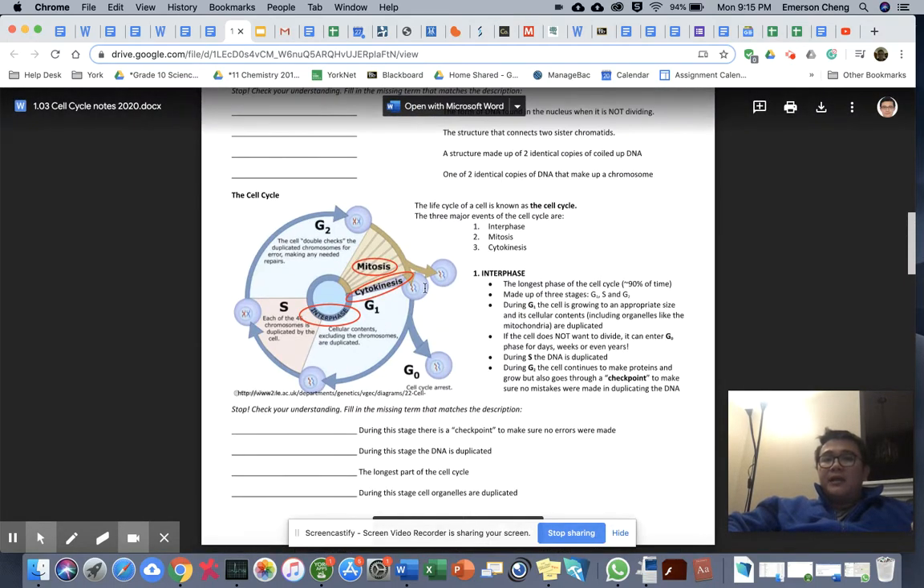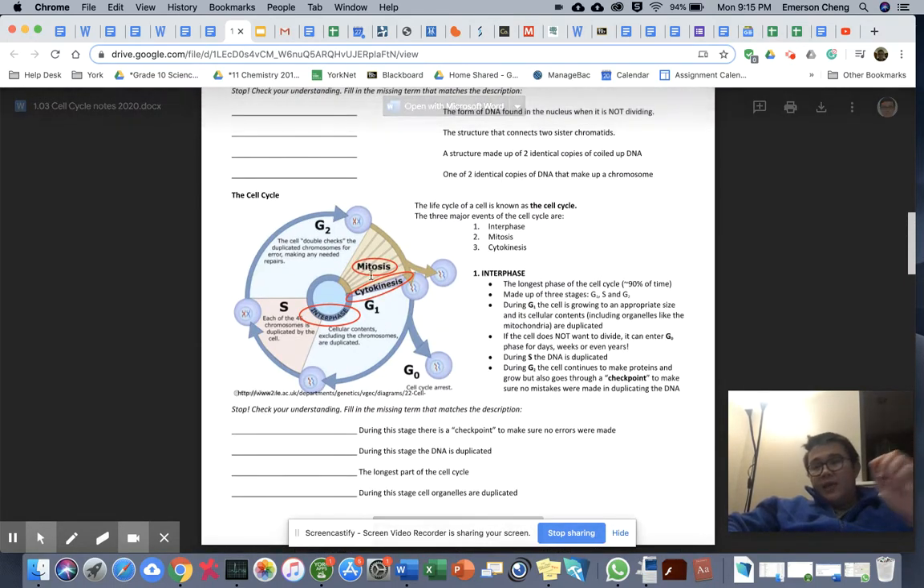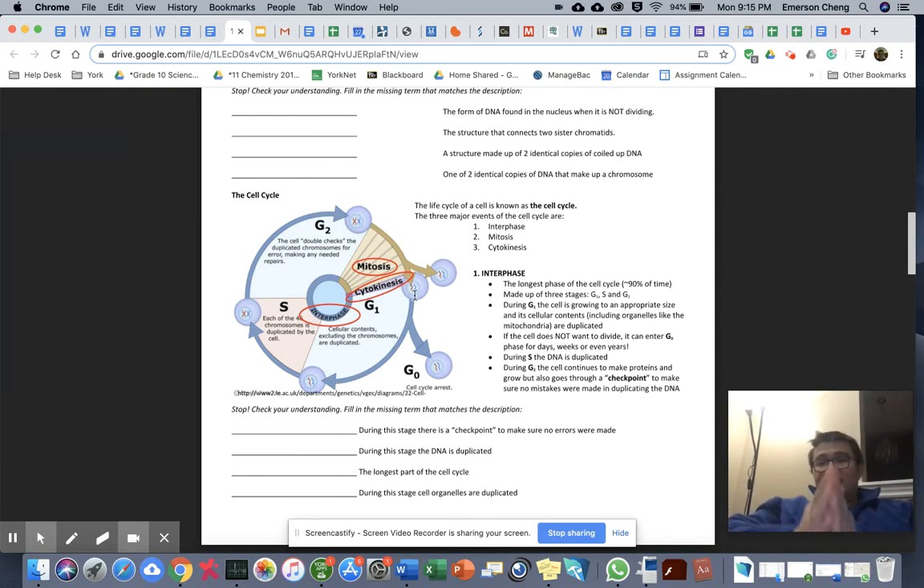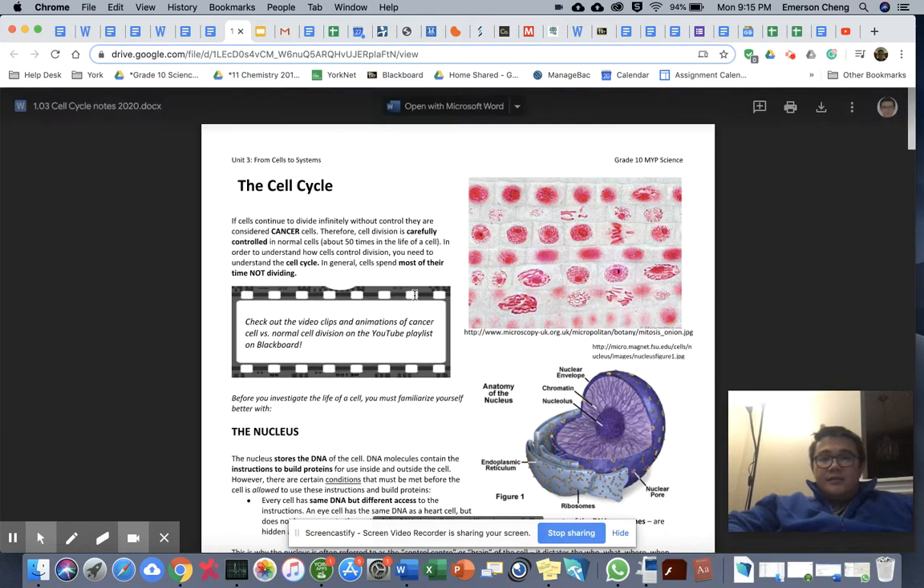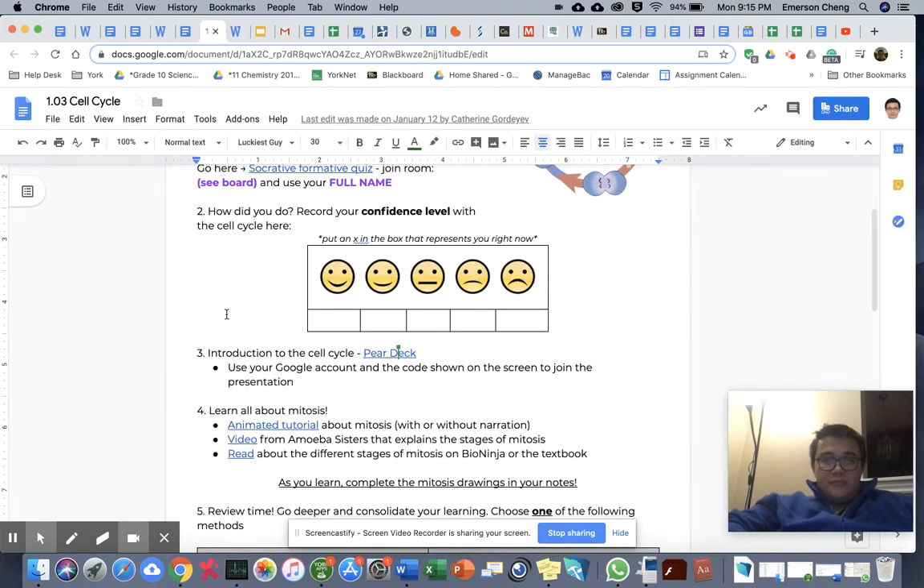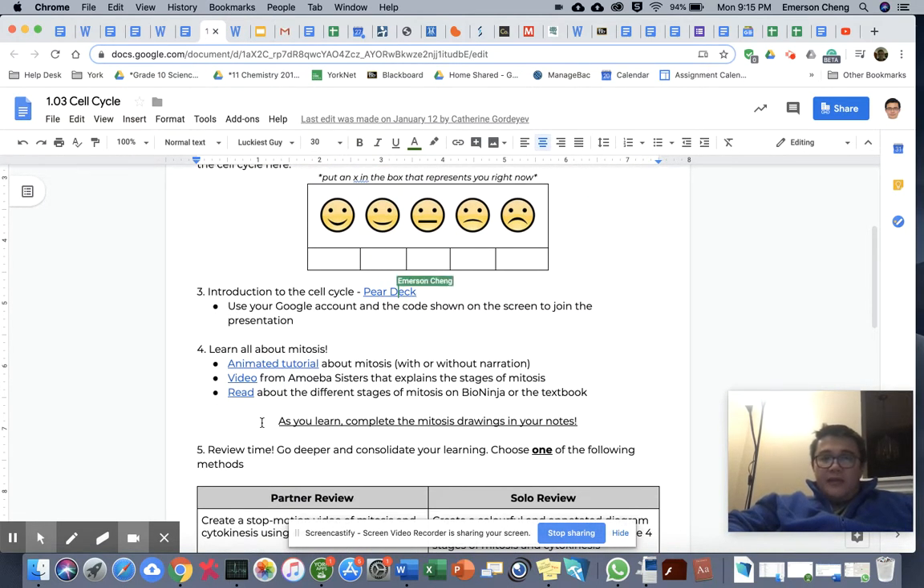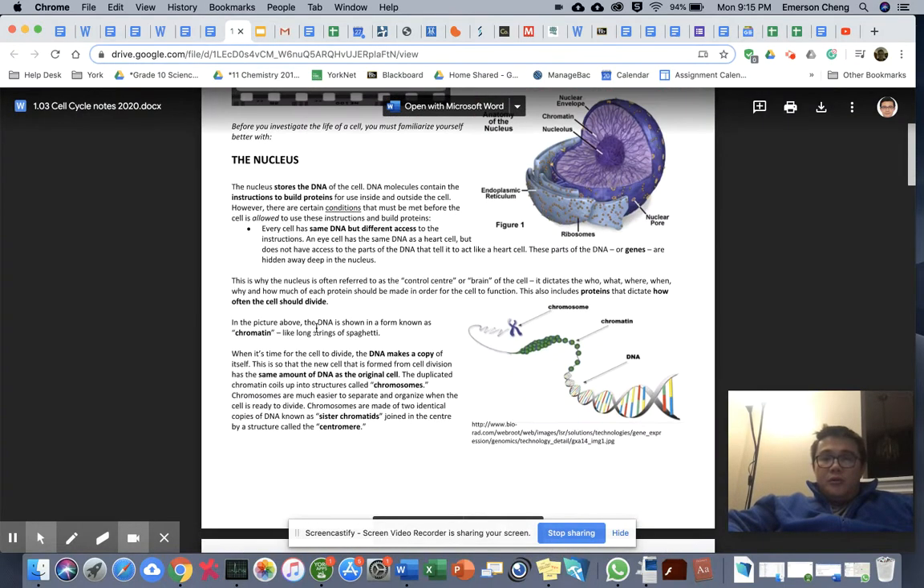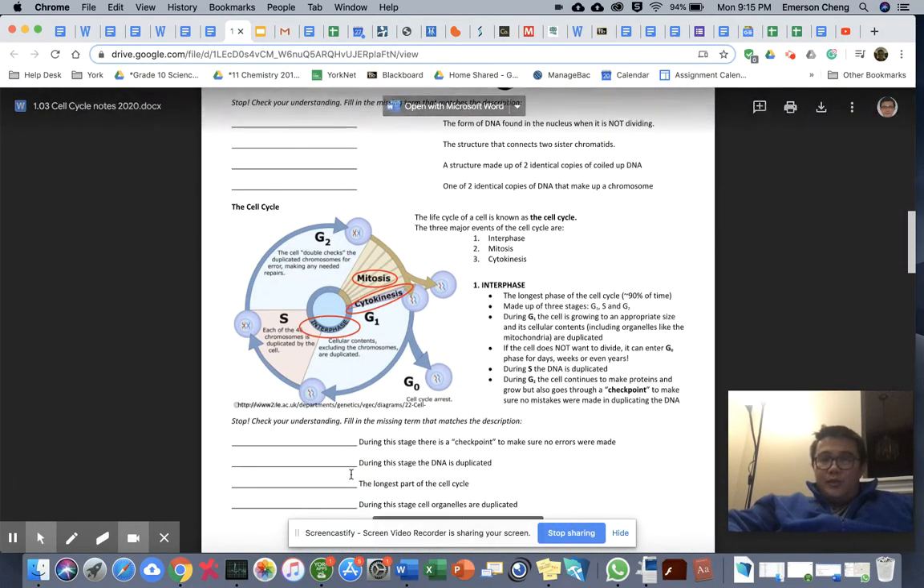Keep in mind, at the end of mitosis you'll end up having two cells, and then you go through something called cytokinesis, where the cells split up. So what you're doing is using the Pear Deck and some of these animated tutorials to help you understand mitosis and the cell cycle. You are to finish doing this.